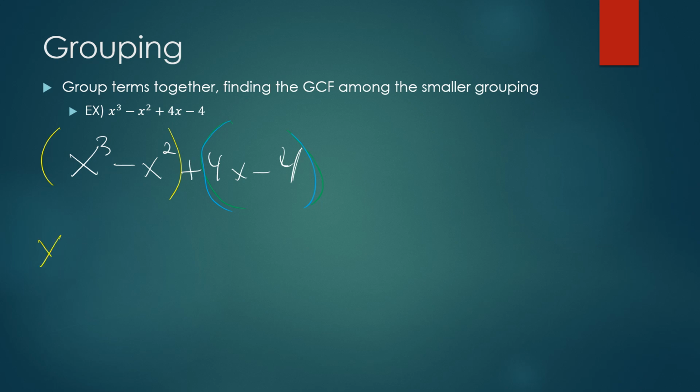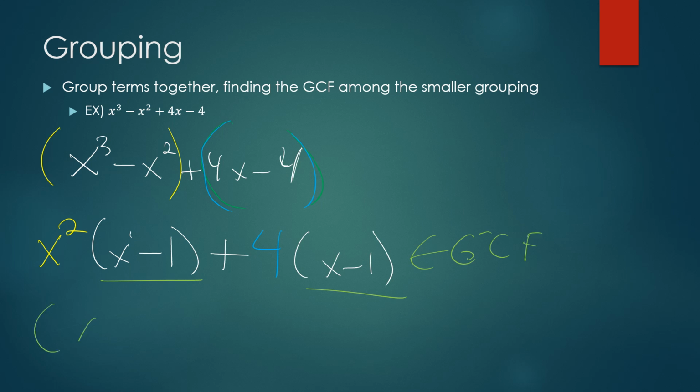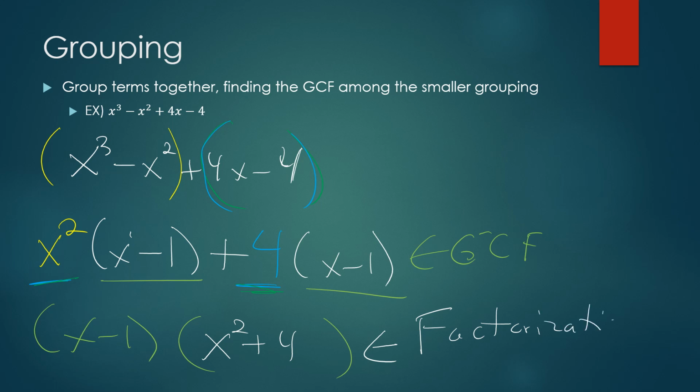For the first grouping, we're going to have x squared, which remains x minus 1. In the second one, we would have a common factor of 4, which then leaves us with x minus 1. You know what should happen if this is factorable: we should have the remaining binomial be the same. What this means is that this is another GCF. In other words, I can now factor that piece out, and what's left is the coefficients, or the monomials, in the front here. So we have x squared plus 4. This would be considered the factorization of the original product, x cubed minus x squared plus 4x minus 4.